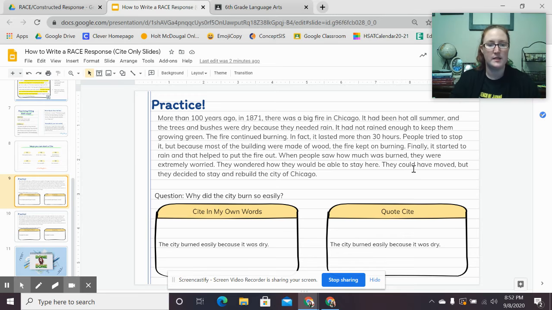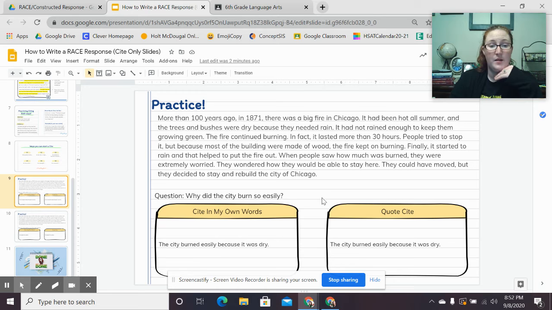So I'd like to show you exactly what it looks like. So here's another example. More than 100 years ago, in 1871, there was a big fire in Chicago. It had been hot all summer, and the trees and bushes were dry because they needed rain. It had not rained enough to keep them growing green. The fire continued burning. In fact, it lasted more than 30 hours.